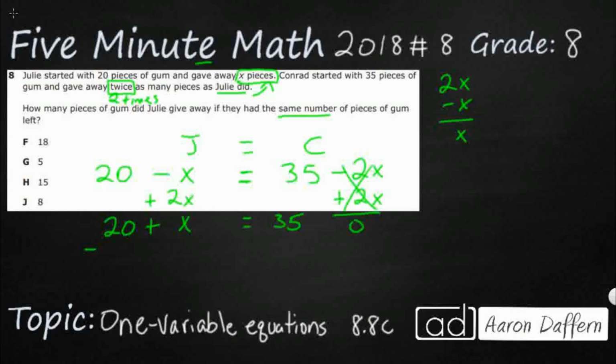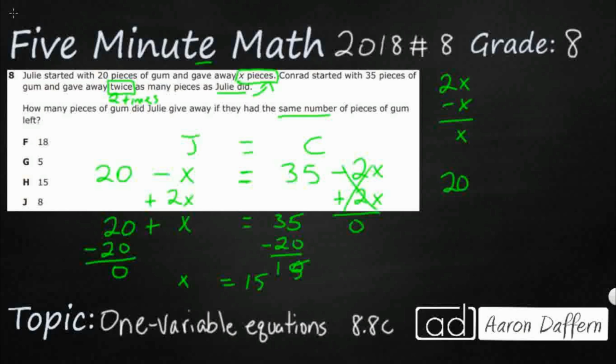So now let's get this 20 out of here. And let's do that on the other side to keep a balanced equation so that x is isolated. So it looks like x equals 35 minus, that is not a 0, that is going to be a 15. 35 minus 20 is 15. So x equals 15. Let's double check.